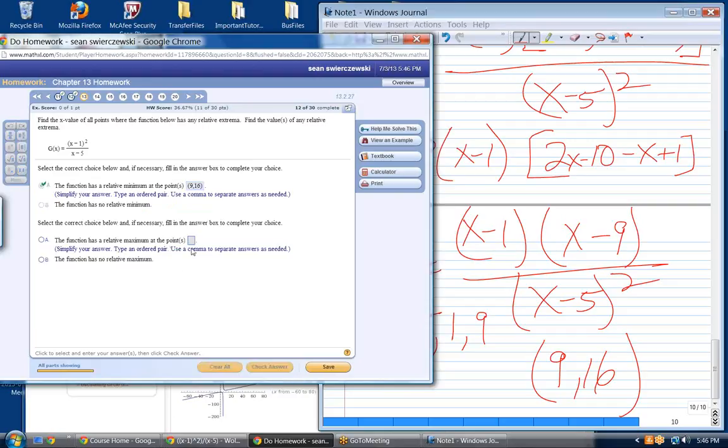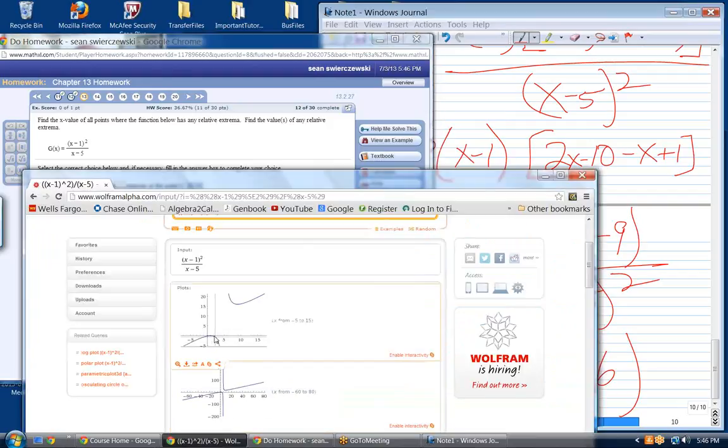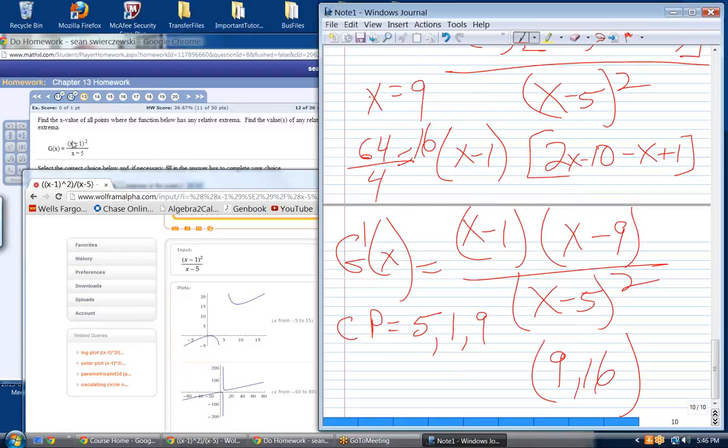For a relative maximum, that occurs at 1. And what is this when we plug in 1? What's g of x? The numerator is 0. So g of x is equal to 0. We don't have a maximum or minimum at 5. That's where the vertical asymptote is. But we definitely have a local maximum at 1 comma 0.